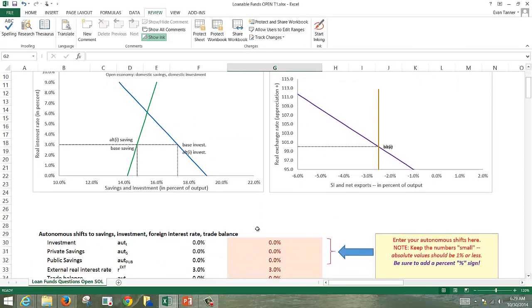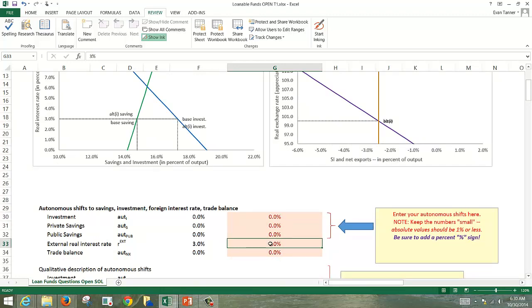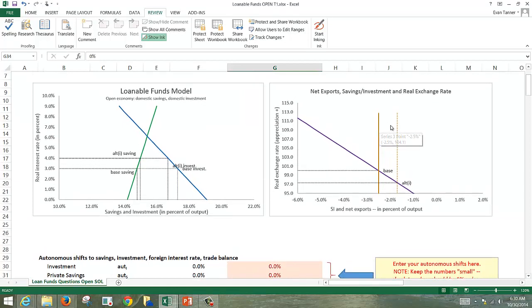So I'm looking at the spreadsheet now. You can see that initially we have, under both alternative 1 and the baseline scenario, the same interest rate, and we have over here an equilibrium exchange rate. So now we're going to assume that the external real interest rate rises 100 basis points from 3% to 4%. And you can see what happens. As the real interest rate rises, savings is encouraged, investment is choked off. So we have a new lower savings investment balance, and that's reflected over here in the shift of this gold line from the solid gold line to the dotted gold line.